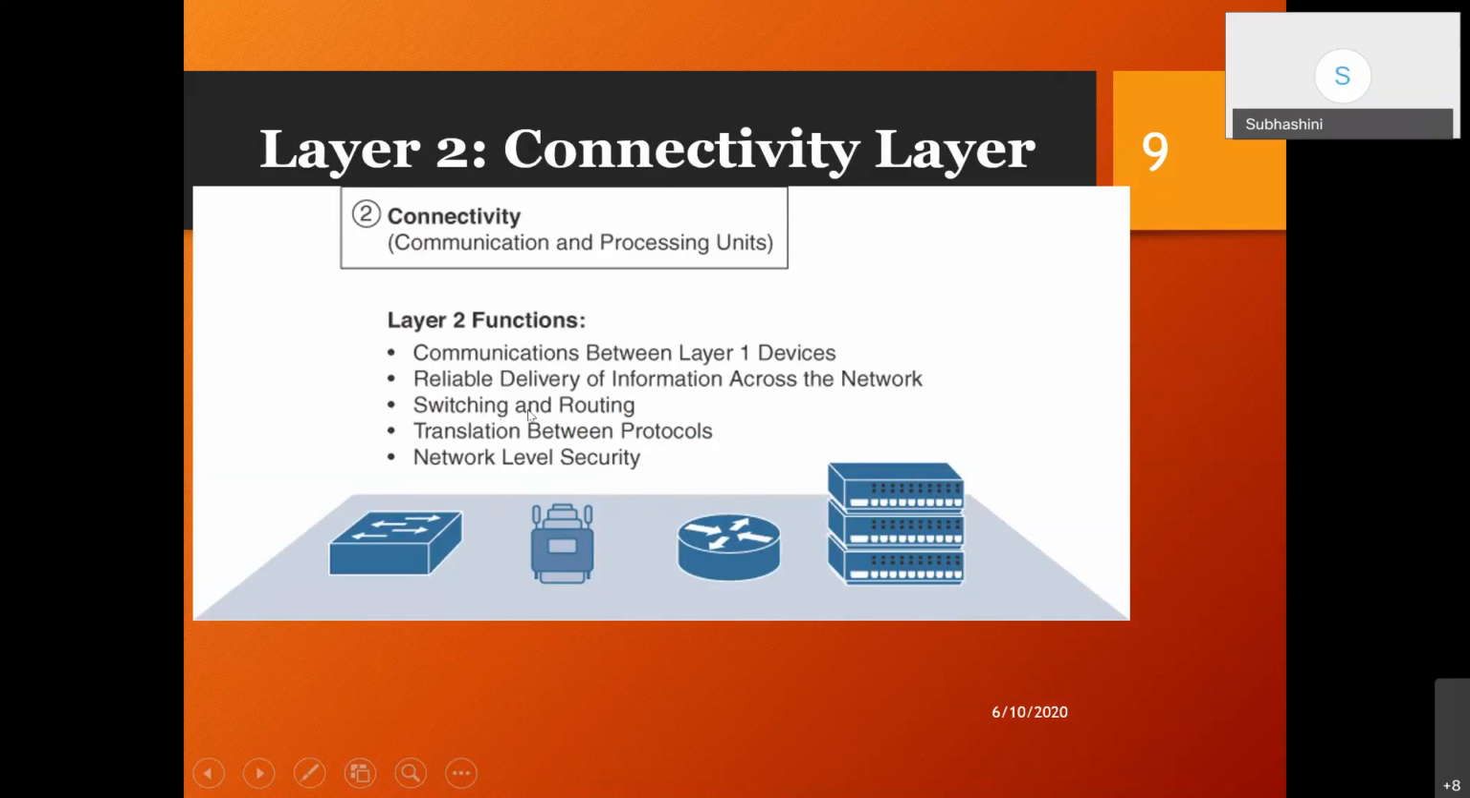It also performs switching and routing tasks, which is forwarding and finding a reliable path. It also performs translation between different protocols, because in different layers I have different types of protocols implemented. So in order to cope with different protocols, I require this connectivity layer, and it also provides network-level security.